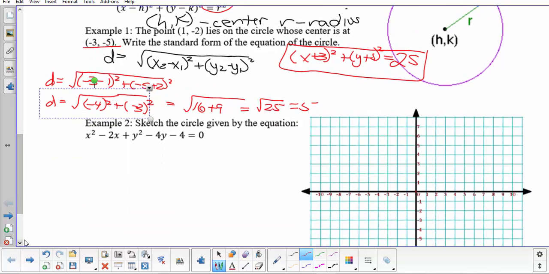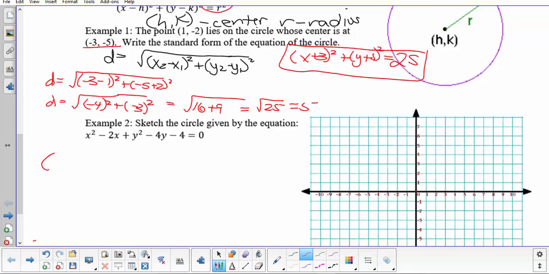Now, example 2 asks us to sketch a circle. If you look at this, it does not match the equation that we're given for the equation of a circle. So in order to make it match, we have to complete the square. Before we start completing the square, the first thing we have to do is make sure our x's and y's are grouped together, and then we should move the constant to the other side.